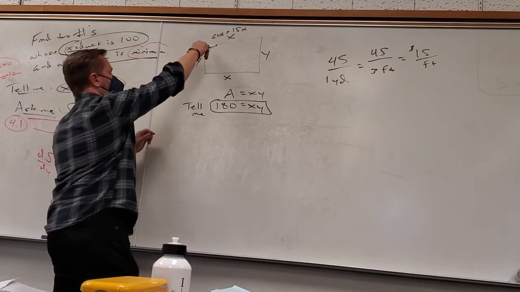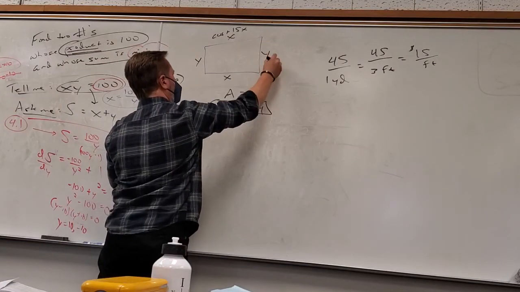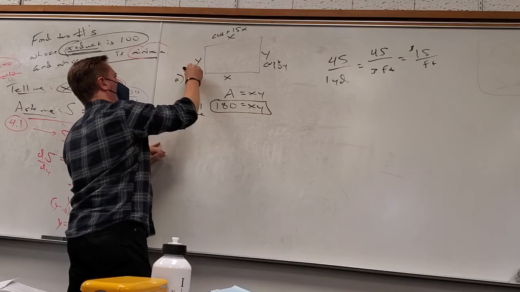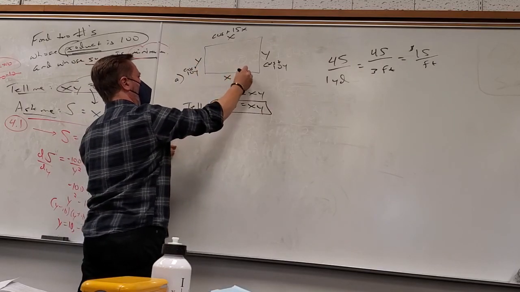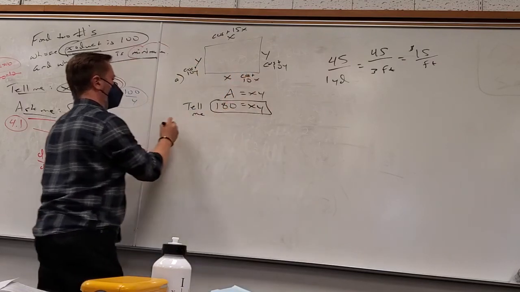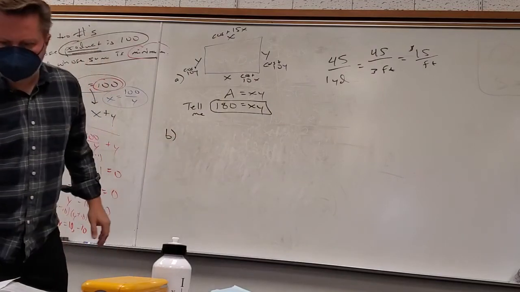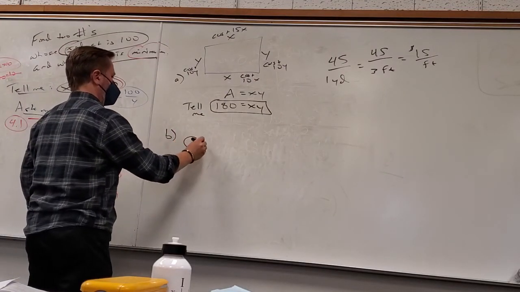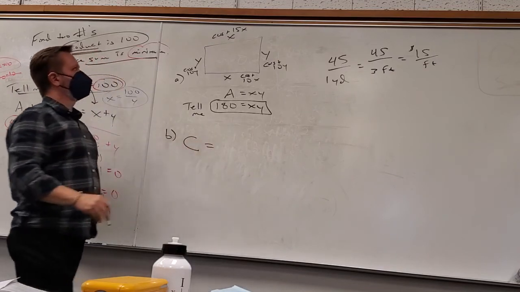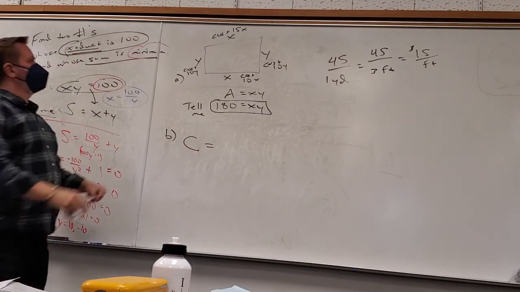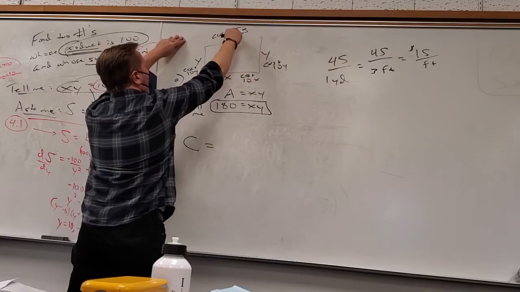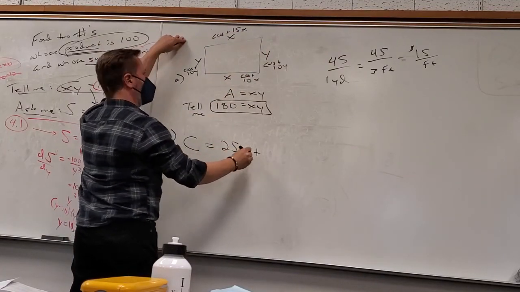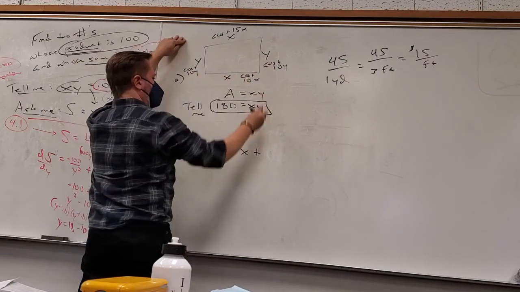So what's the cost of these two sides? 10y. What's the cost of this side? 10x. So what is your total cost? 25x plus 20y. You guys see that?